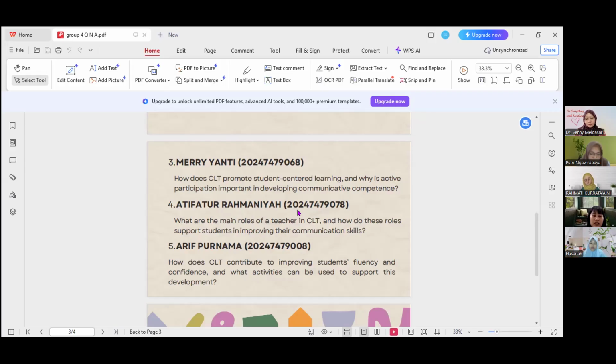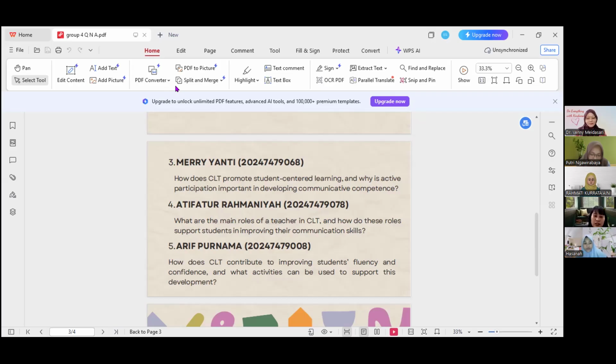And question number 4 from Miss Artifato Ramania. The question is, what are the main roles of the teacher in CLT and how do these roles support students in improving their communication skills? I will answer. In CLT, the teacher acts as a facilitator, guide, and motivator rather than the center of the classroom. The teacher supports students by creating interactive activities, providing feedback, and encouraging communication. This role helps students feel more confident and engaged in learning.